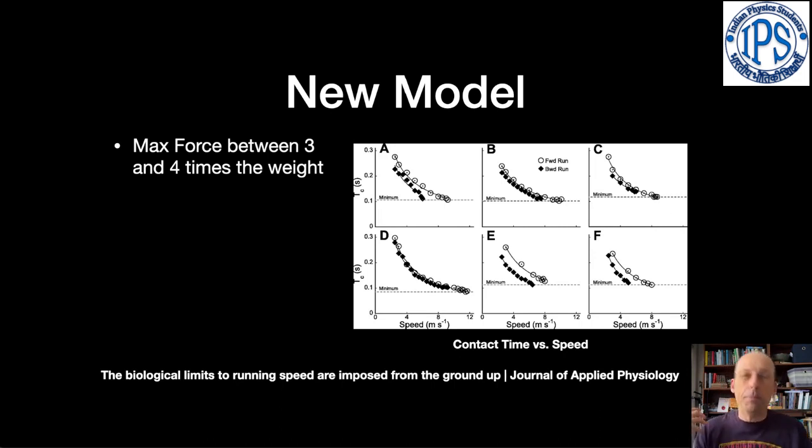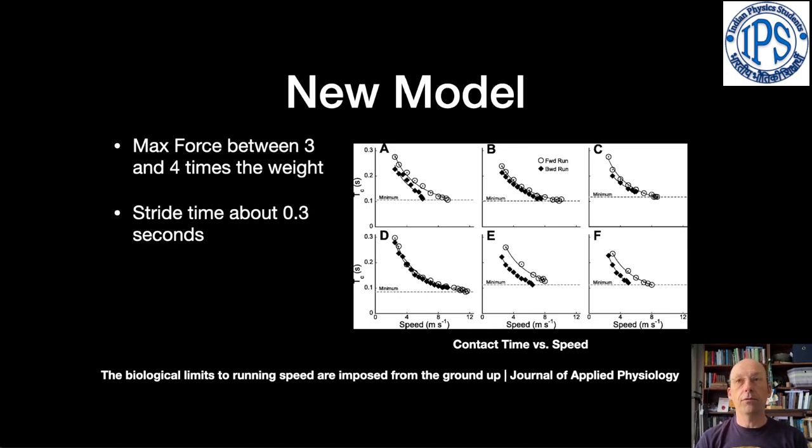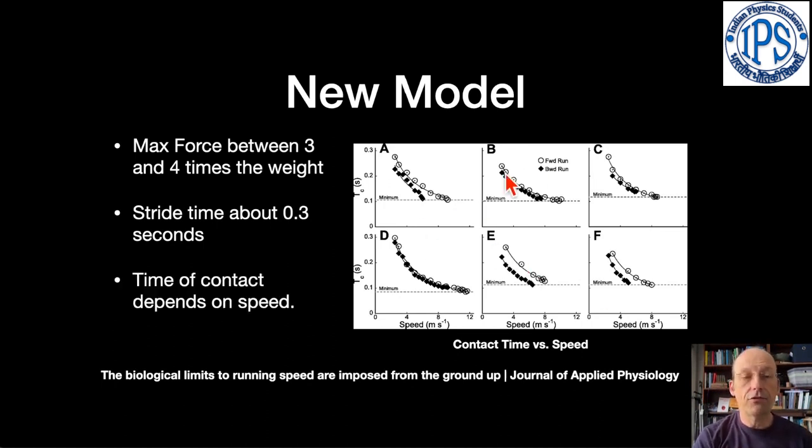So we have to pick. It depends on the person. Everyone's different, right? So max force between 3 and 4 times their weight. The time it takes a human to switch feet also depends on the person, but it's about 0.3 seconds. And finally, the contact time. This is what this graph shows. This shows the contact time between the person's feet and the ground.